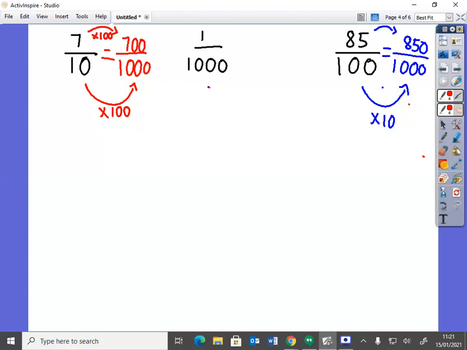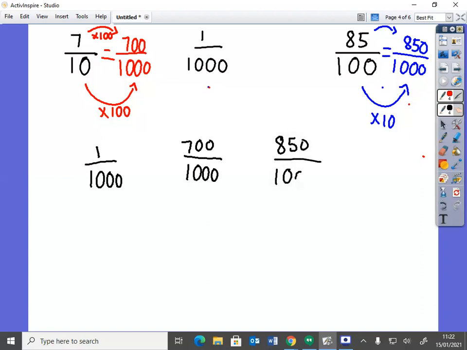Now, can you tell me which order they need to go in? Well done if you were able to identify that 1,000th is the smallest. Then the next smallest is 700 thousandths. Then the next smallest is 850 thousandths. Now, these are all in the right order. You've done all the maths now. You don't need to do any maths.